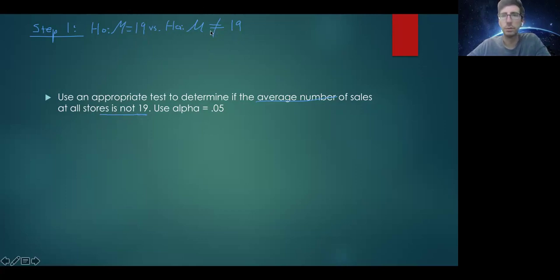And this means, remember the nickname for this, when we have the not equal to sign, is a two-tailed test. So we're going to have to find the area under the curve above and below the positive and negative value of whatever t-score we find. We're going to have to use t-values here for our population mean. Step 2, we just state our level of significance, which is our alpha. And we're given in the problem to use alpha equals 0.05.